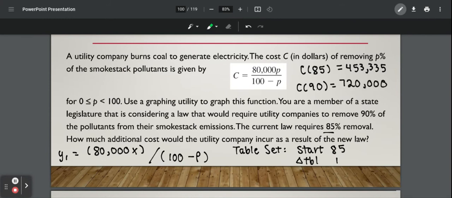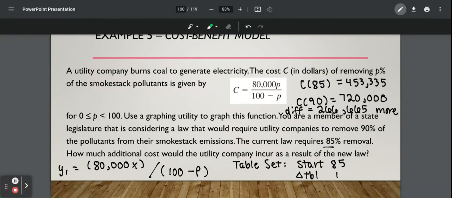And so the question wants to know how much additional cost. So if you take that 720 million, not million, thousand, sorry, 720,000 and subtract your 453,335, you get that the difference in cost would be $266,665 more to remove those extra pollutants.